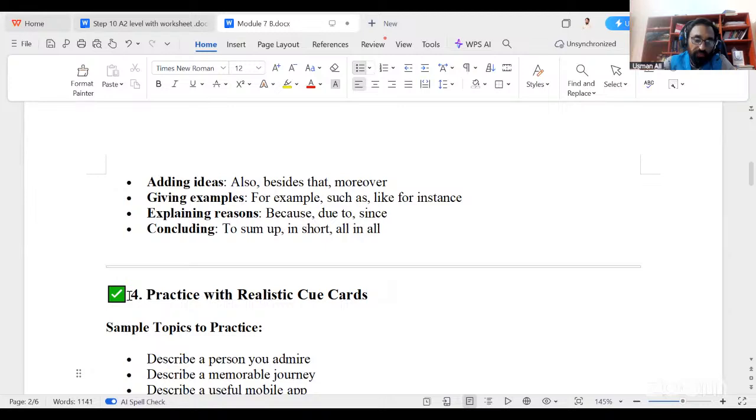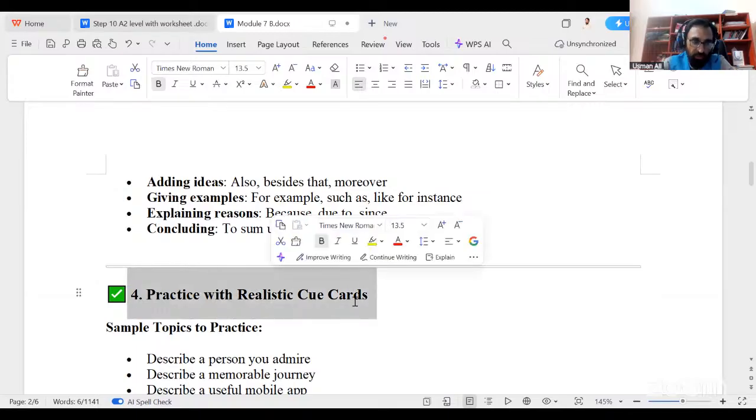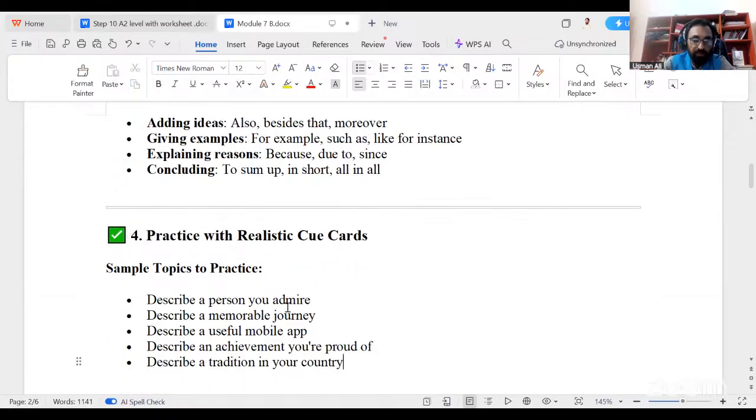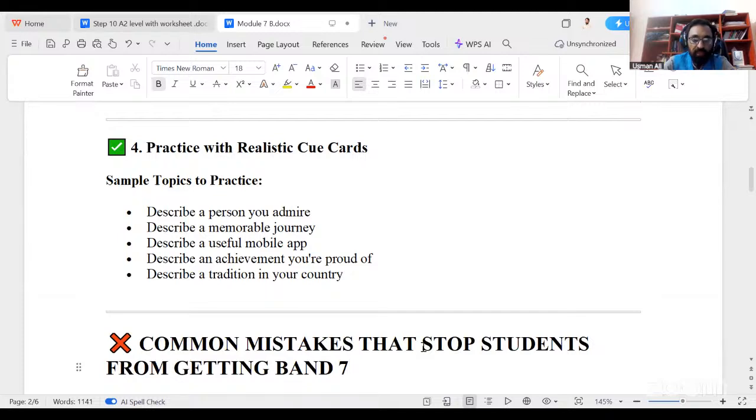Now, as I've already told you, I will give you realistic cue cards. So, sample topics to practice. Describe a person you admire. Number one. Describe a memorable journey, or describe a useful mobile app. Describe an achievement you are proud of. Describe a tradition in your country, like that. You can pick up any topic and talk about that before entering the real examination center.